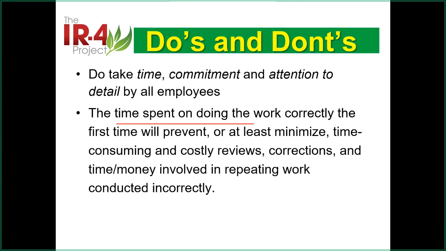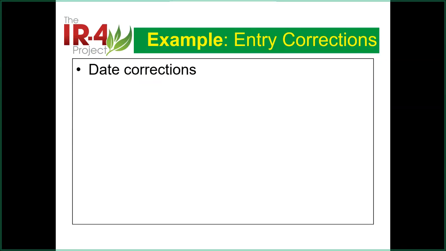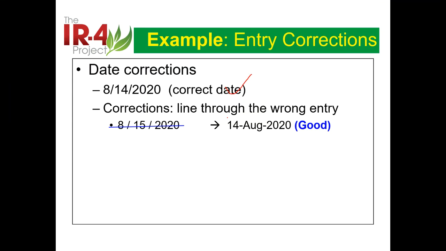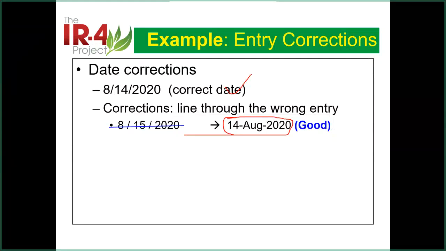We can give some examples. For example, today's date is 14th of August 2020. So this is the correct date, for example. Okay. And if you make a mistake, for example, if you write something wrong, like 2015, the best way is to cross everything out. Then write your correct answer on top of that or by the side of that, and sign and date. Then you sign or initial.